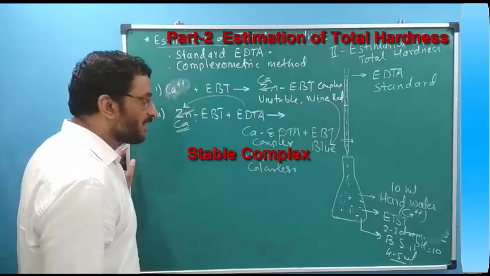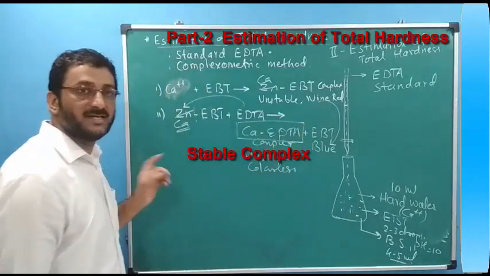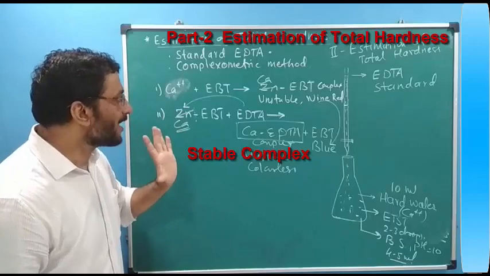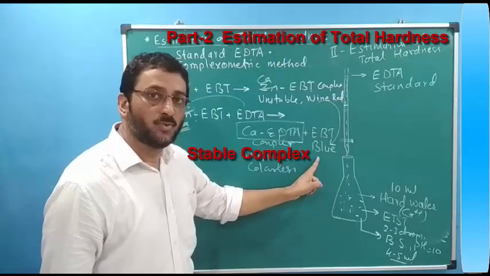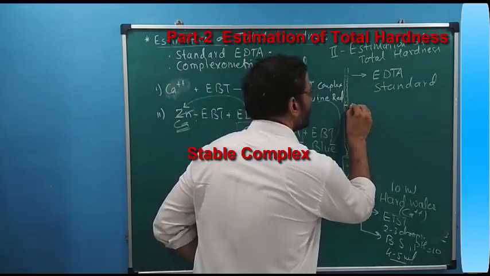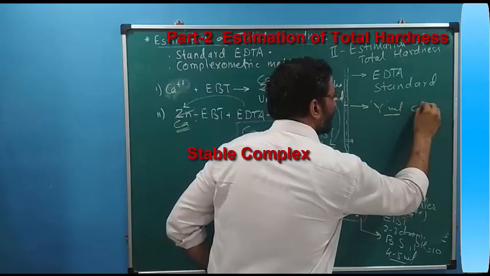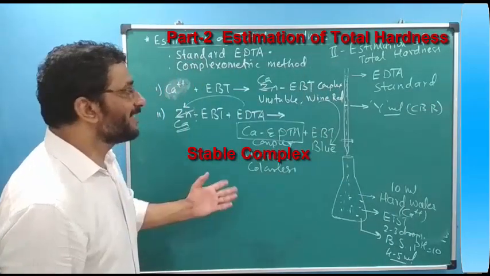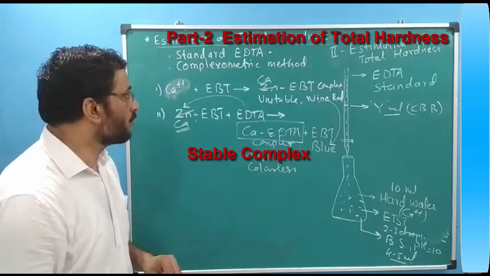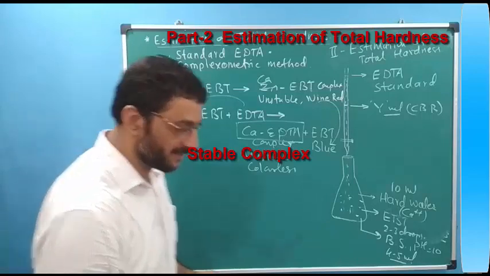Once I get blue color, it indicates that all the hardness causing ions are taken by the chelating agent. I just have to record the volume of EDTA required to get blue color. Suppose this is the volume, Y ml. That is the CBR of the titration. From this Y ml, by doing a simple calculation, easily we can estimate the hardness of water. This is part 2 of the experiment, isn't it?